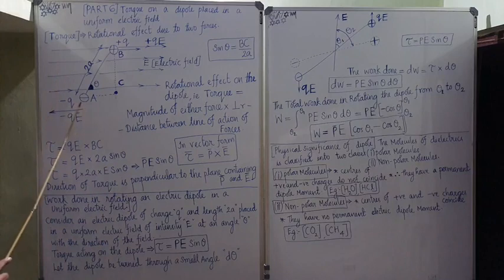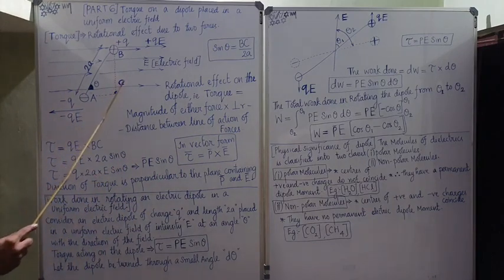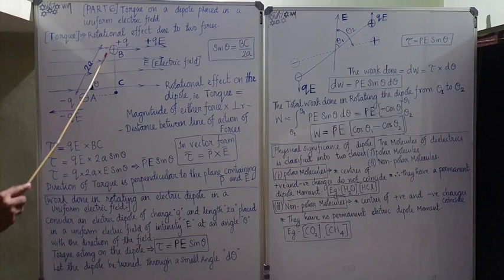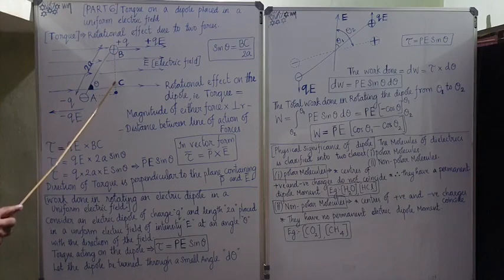times the perpendicular distance between the lines of action of the forces. Okay, the line of action, that means a rotation effect. There will be a line of action like this. We will make this now against a uniform field. Now we will take BC position. The magnitude of force is Q into E, which is our Coulomb's force.